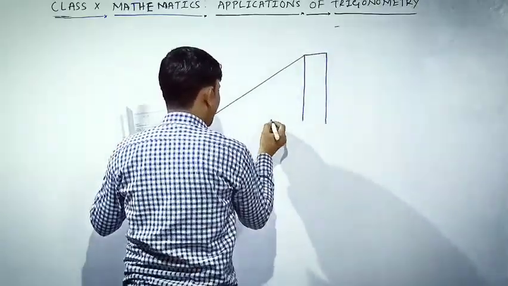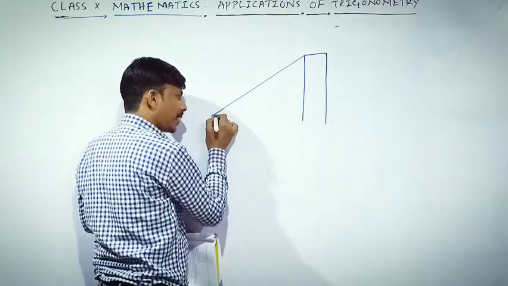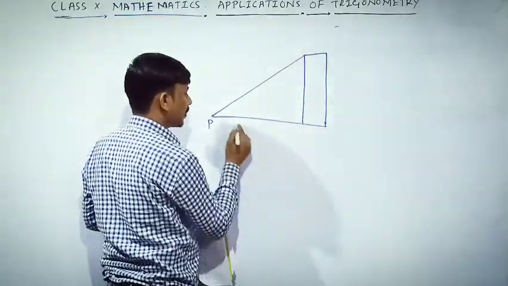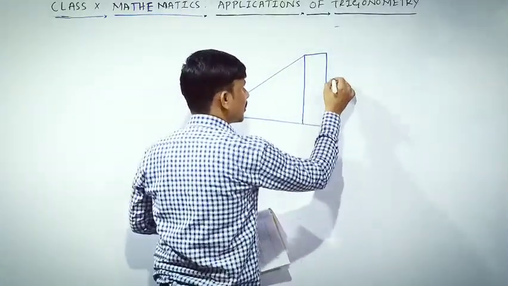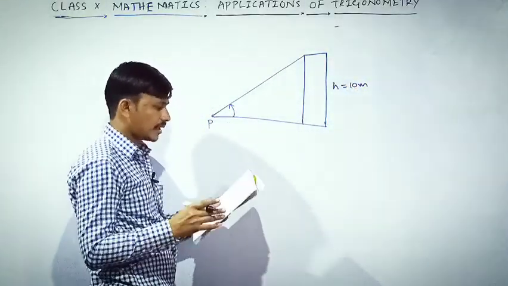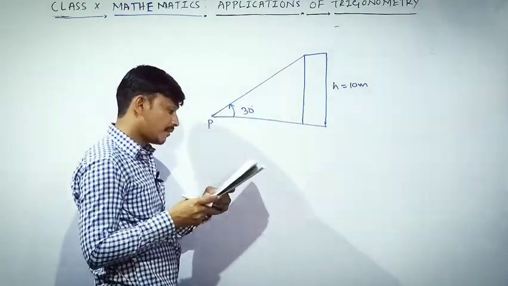This is the 10 meter tall building. From this point P, this is the angle of elevation. This is the ground. Correct? Okay. This is the angle of elevation. The height H is equal to 10 meter. What is the angle of elevation? 30 degree. Then what we need to find out?